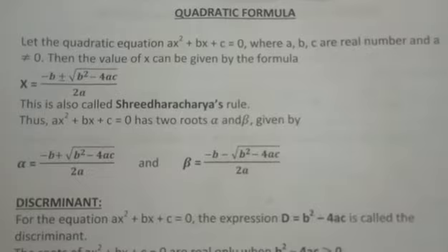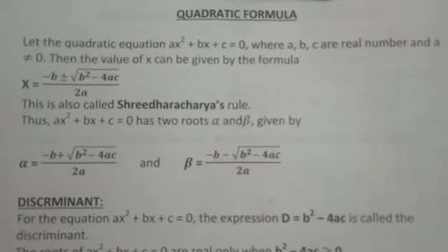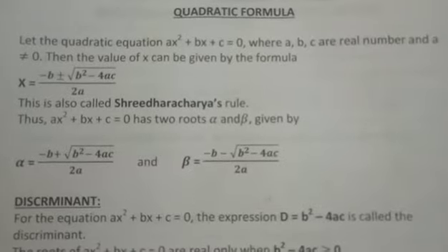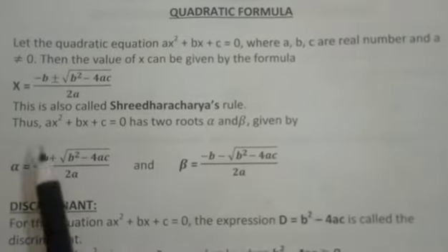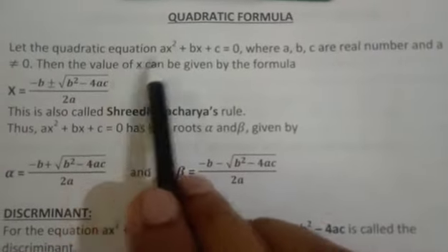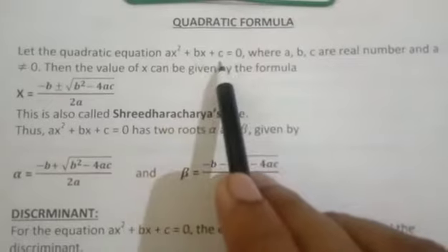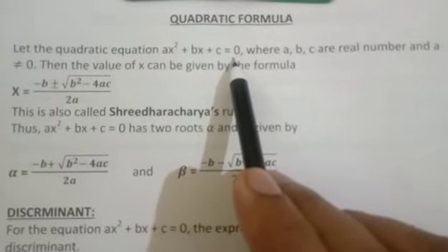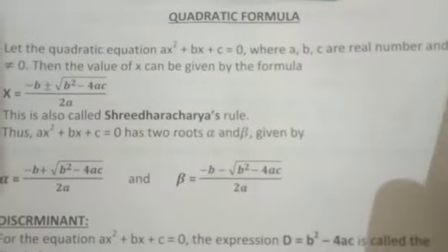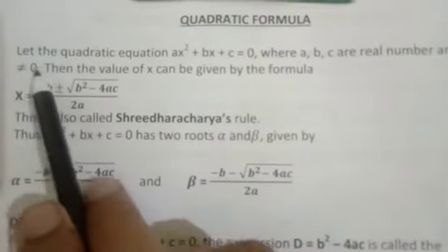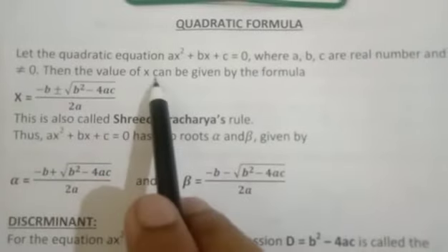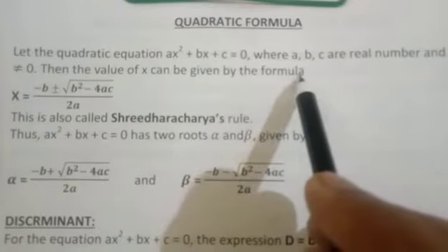Today I am going to take up the next topic, that is quadratic formula. So let me explain it. Let the quadratic equation be ax square plus bx plus c equal to 0, where a, b, c are real numbers and a not equal to 0, then the value of x can be given by the formula.